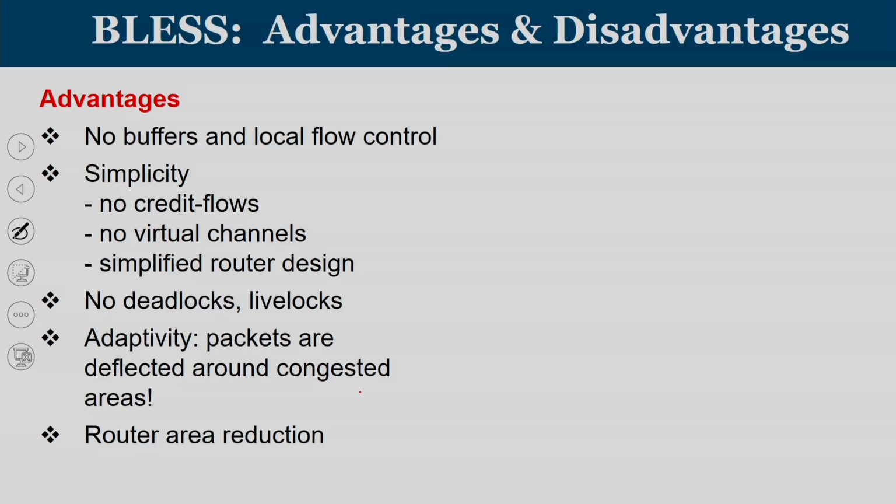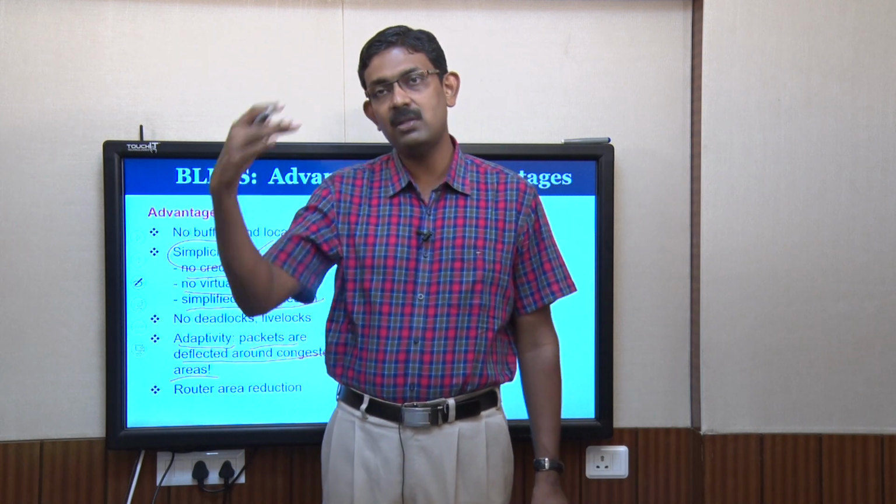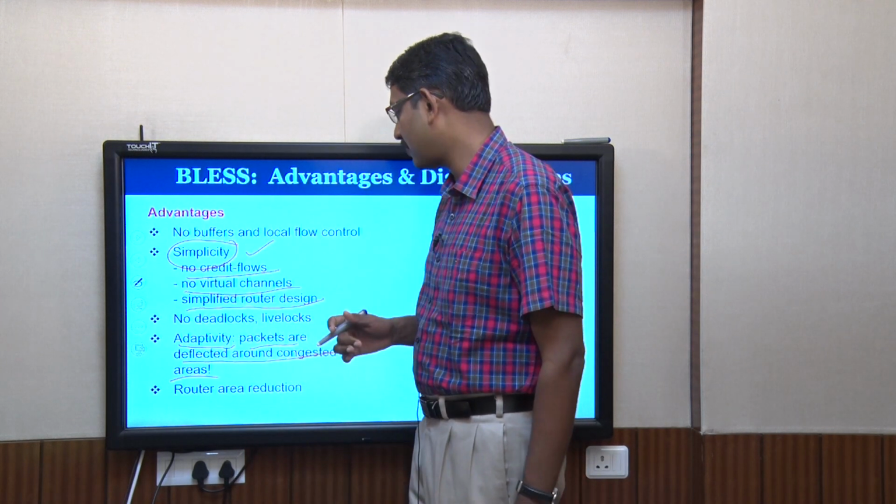What are the advantages and disadvantages of BLESS, where BLESS stands for bufferless routing? No buffers and strictly local flow control, so no handshake mechanism is required. That's no credit flow, no virtual channel designs, and the router is fairly simple. So this makes sure that it's a simple router design. No deadlocks and livelocks, as we have seen, and we have a bit of adaptivity because packets are deflected around congested areas. So when you see that a certain port is congested, the flits are not going to move in that direction. Because of the deflection mechanism, I could bend around the point of deflection, and that gives you a bit of adaptivity.